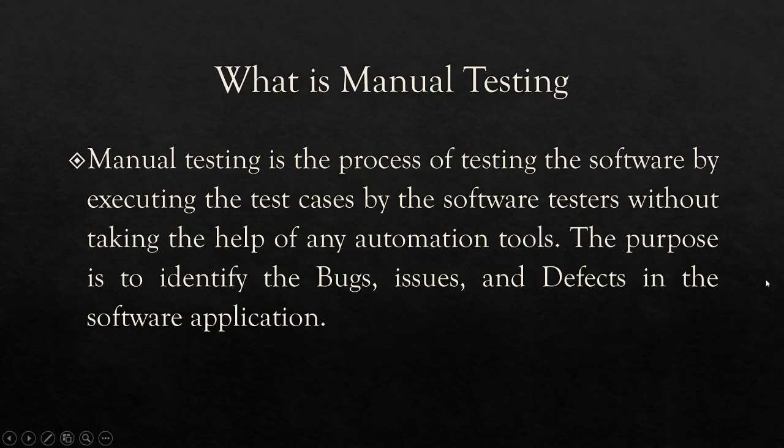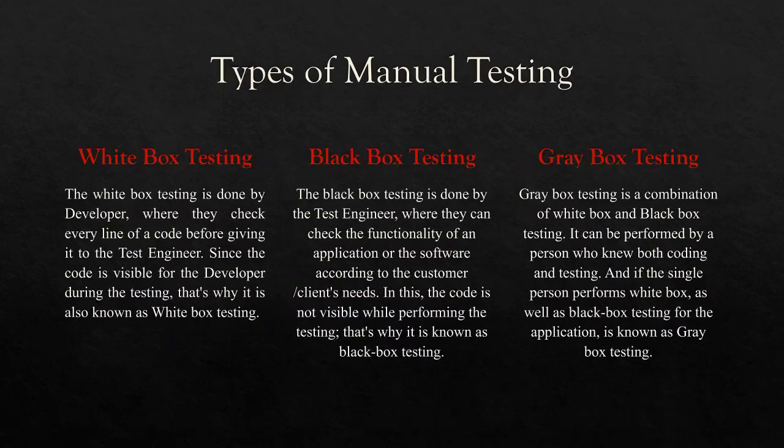Manual testing is the process of testing the software by executing the test cases by the software tester without taking the help of any automation tool. The purpose is to identify the bugs, issues and the defects in the software application. Now, manual testing is further classified into white box, black box and gray box testing.